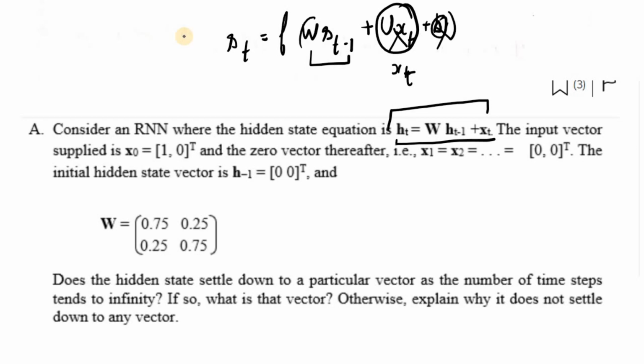And the input vector at time 0 is this, and the consequent input vectors are this much only. Like in the previous case, we had an input vector of size 1 cross 5. We are having an input vector of size 1 cross 2 over here. And the initial hidden state is just a null vector, and then we have the weight matrix initialized somewhere. So maybe they started with this initialization. Usually this will get updated over the period of time. Now they want to understand whether the hidden state is going to settle down to a particular vector or not.